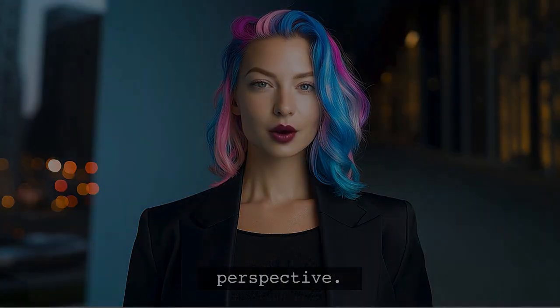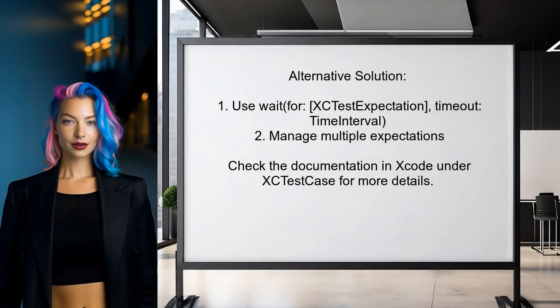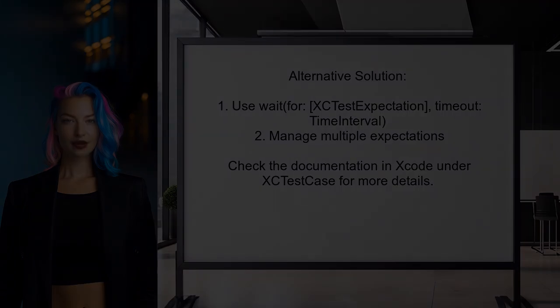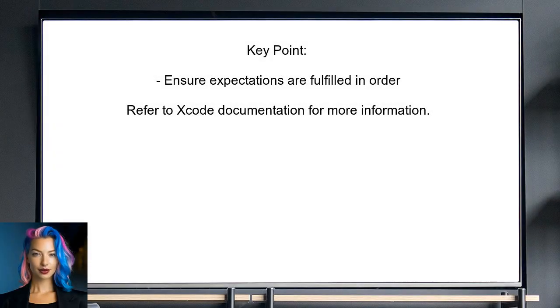Let's see another perspective. An alternative approach suggests that you can wait for multiple expectations in your tests. The method signature for this is wait(for: [XCTestExpectation], timeout: TimeInterval). This allows you to manage multiple expectations effectively. Additionally, there's a version of this method that ensures expectations are fulfilled in the same order they appear in the array. This can help maintain the flow of your tests.